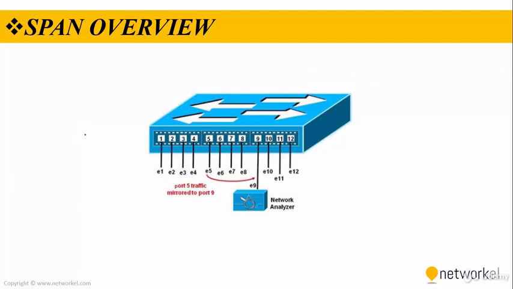SPAN mirrors the traffic in a switch segment to a predefined SPAN port. A network analyzer connected to the SPAN port can monitor the traffic from any of the other Catalyst switch ports.